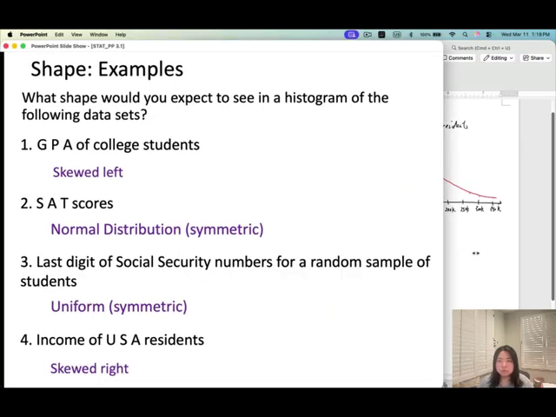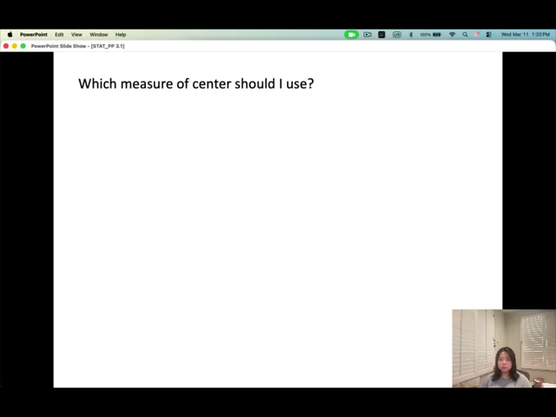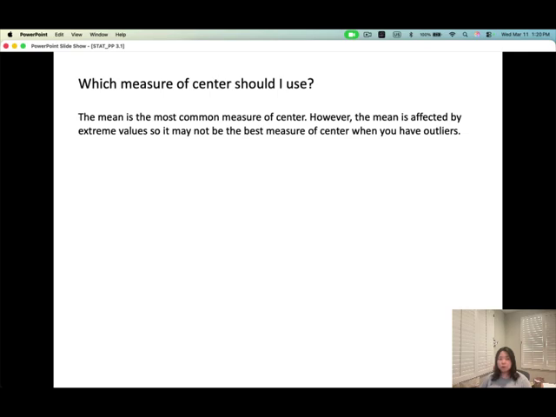Okay, which measure of the center should I use? We learned how to calculate the mean, median, or the mode. The mean is the most common measure of the center because we consider all the data. However, the mean is affected by the extreme values. So if you have a data set with an outlier, then the mean may not be the best measure of the center.